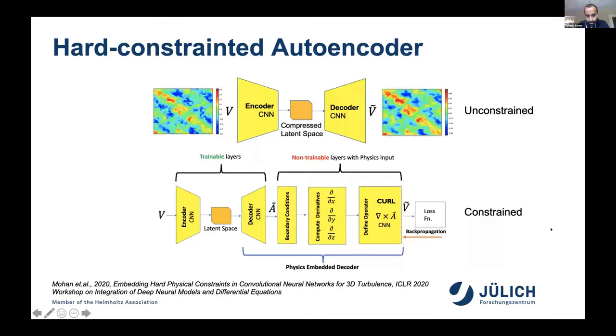That's what they do. On the top is the unconstrained network. So you have the input and the output velocity field, the encoding and decoding part. This is of course the unconstrained network.